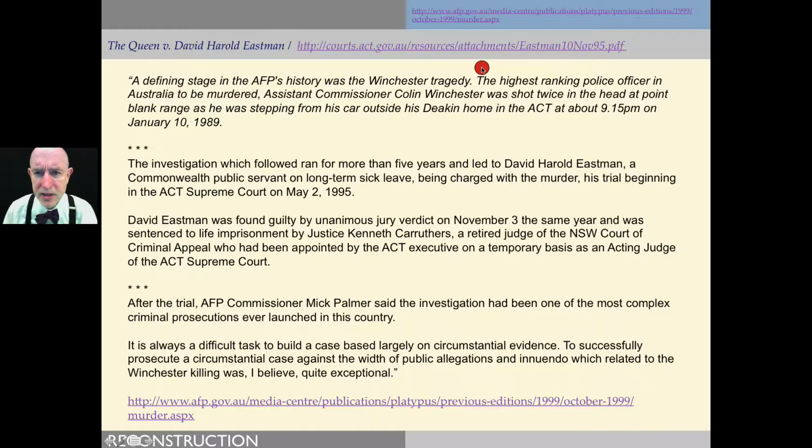And in this case, you had the highest ranking police officer in Australia to be murdered. Assistant Commissioner Colin Winchester was shot twice in the head at point-blank range as he was stepping from his car outside his Deakin home in the ACT at about 9:15 p.m. on January 10, 1989.